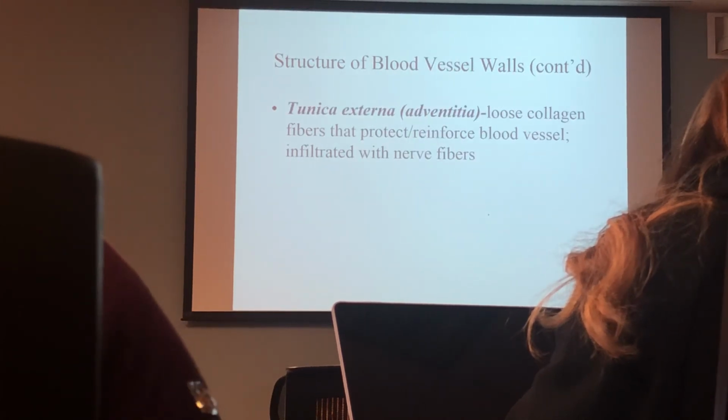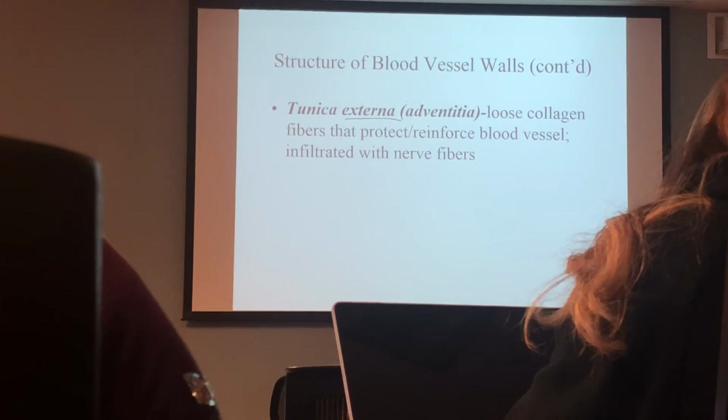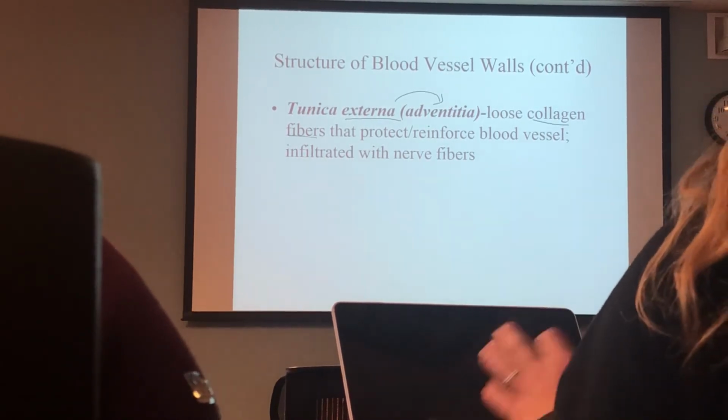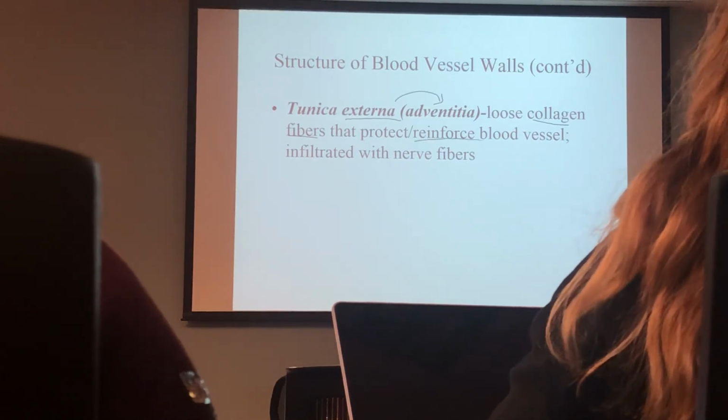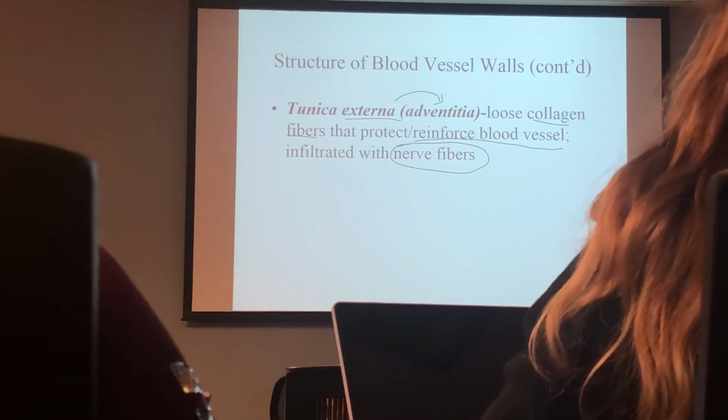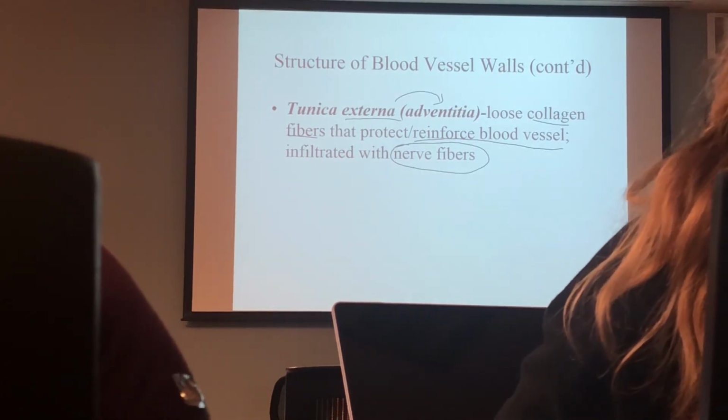Intima, middle tunic, and outermost tunic, okay? Adventitia. What does it have? Loose collagen fibers. It anchors the blood vessel in place, okay? And it's infiltrated with nerve fibers. There are nerve fibers in the outermost tunic, okay?